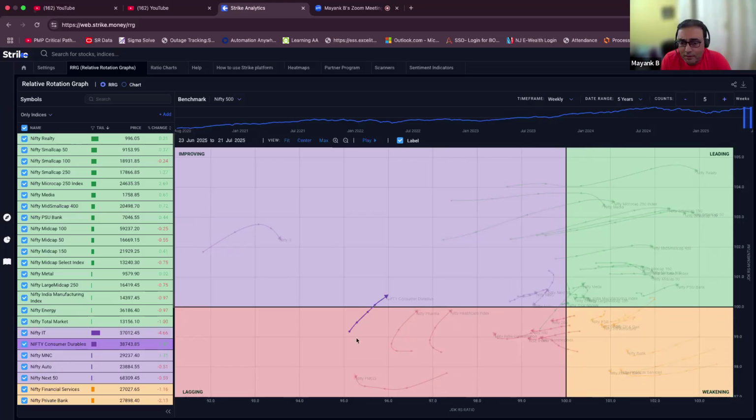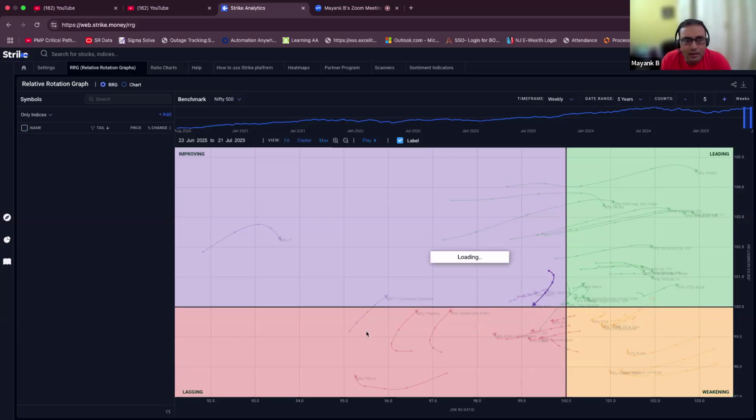Consumer Durables, again, showing very good improvements in the RS and RS ratio. You can see this, there are improvements, right? So you can see those are improving really good. And then Nifty MNC, it is also improving. Nifty Auto, yeah, there is a reduction in the RS and RS momentum both. It is getting refreshed, so just have patience.